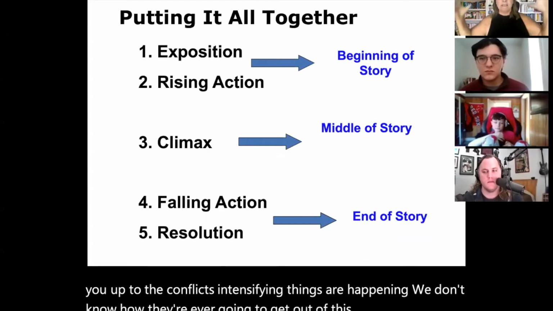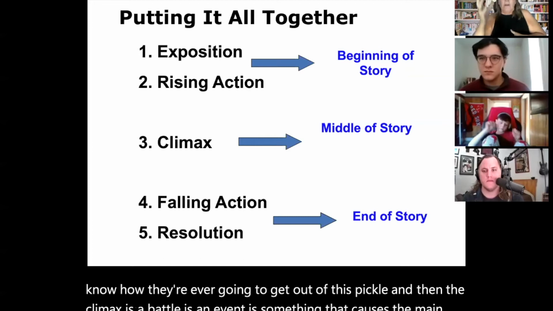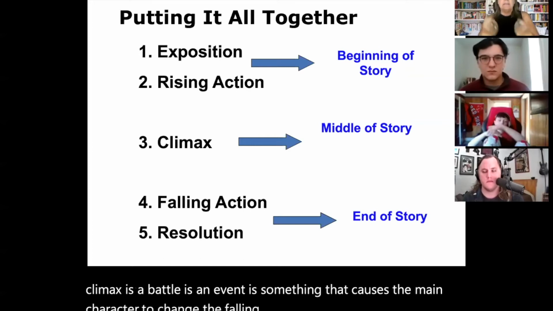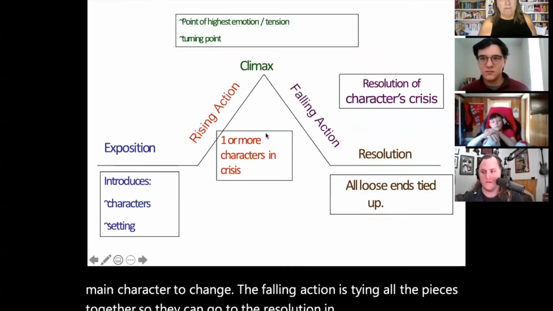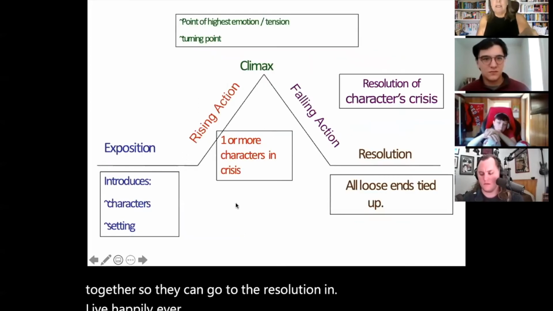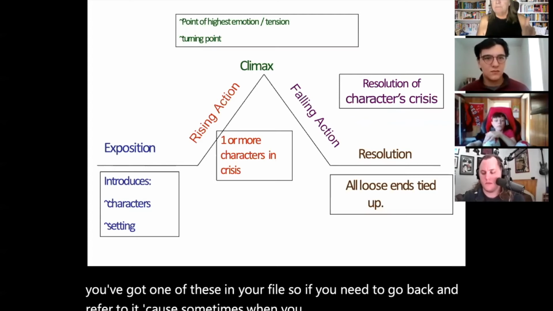And then the climax is a battle, is an event, is something that causes the main character to change. The falling action is tying all the pieces together so they can go to the resolution and live happily ever after. You've got one of these. If you go to Canvas, you've got one of these in your file. So if you need to go back and refer to it, because sometimes when you go through, it's good to just have it. It's there.